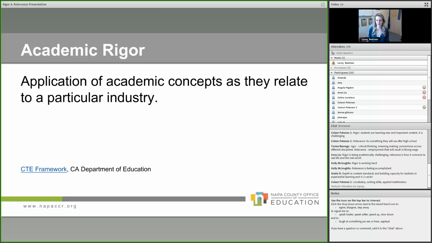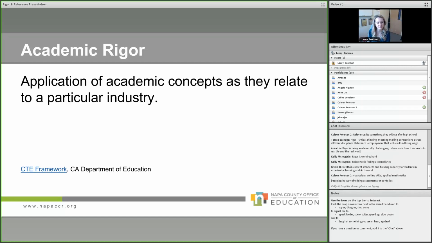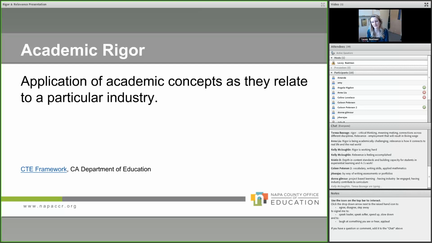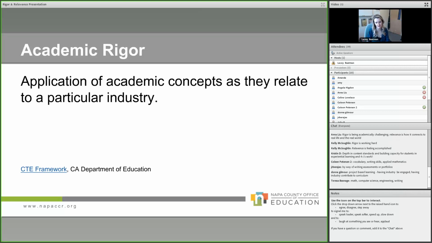And I see multiple people are typing. We have vocabulary, writing skills, applied mathematics. Yeah. Those could fit into any CTE industry or pathway or class program. And if you're not sure, go ahead and open the CTE framework and take a look. It's a pretty lengthy document, but it ties directly into the CTE standards.